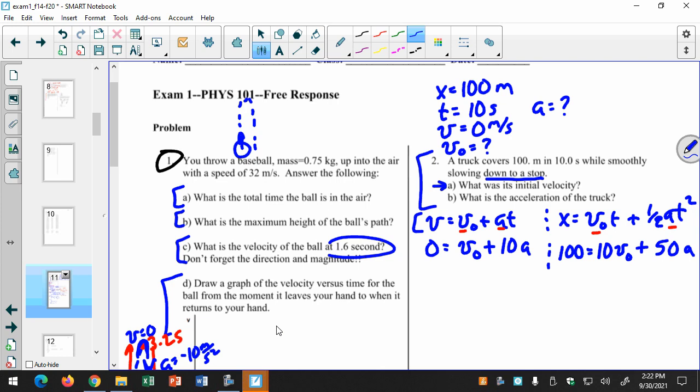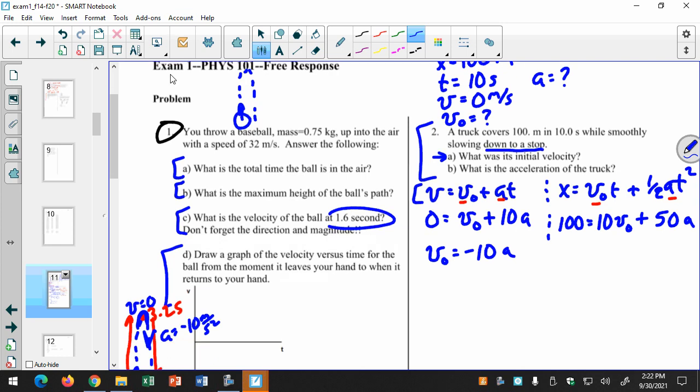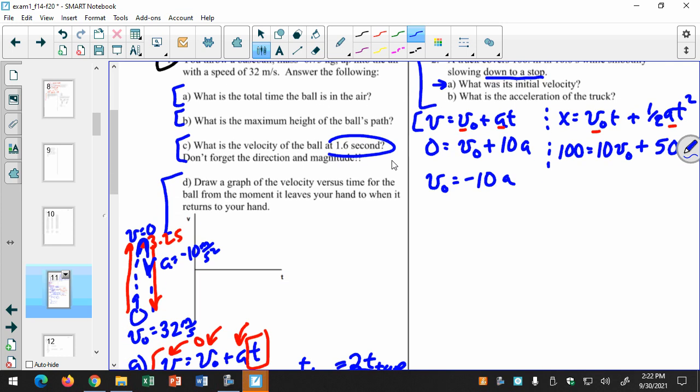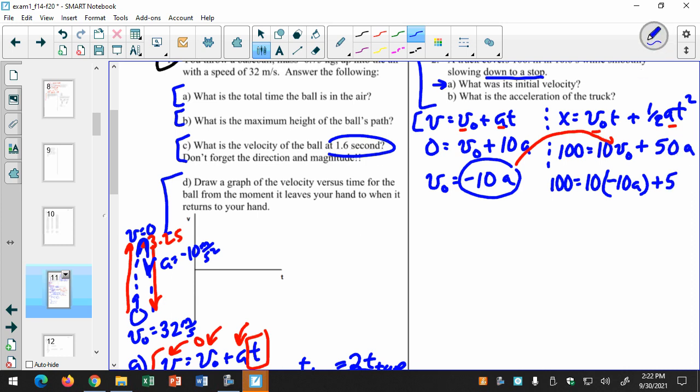All right, so now I have two equations. Each of them have two unknowns. Now on this one on the left, I'm going to say that v naught is equal to negative 10a. I'm just doing that one because it's really simple. Now I'm going to take this negative 10a, and wherever I have a v naught in the other equation, I'm going to plug it in right there. So that's going to give me 100 equals 10 times negative 10a plus 50a. Is that right? Yeah, plus 50a.